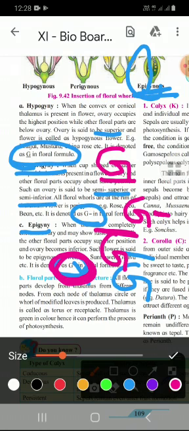The positioning in epigyny, the denotation they have given for epigyny, so the ovary is inferiorly placed. So we have the inferior ovary. See the next topic here.